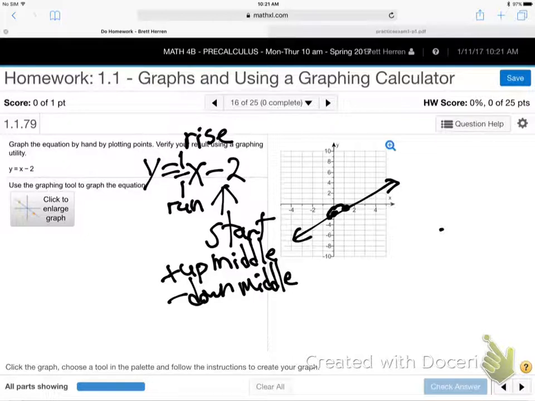So whatever number's out here. Oh, by the way, all this only flies if y is alone, huh? If y wasn't alone, I would have had to first get y alone, or none of this would work. So you get y alone, whatever number's out here is your starting dot. Positive, it's up the middle. Negative, it's down the middle. So I went down 2, put a dot. And then rise over run, whatever fraction is in front of the x, up 1 over 1. Put your second dot, and we have our 2 dots.